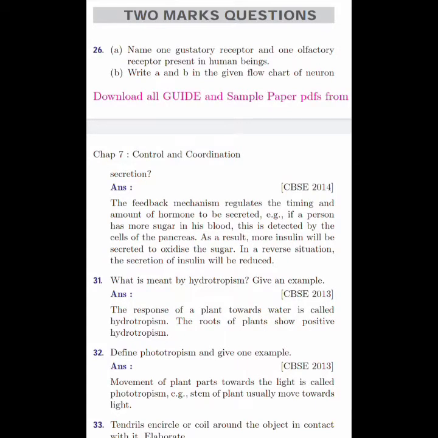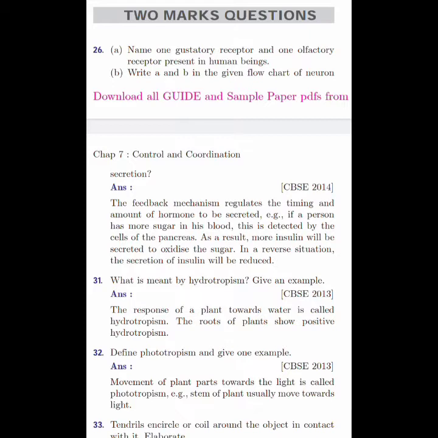Next, we shall look into 2 marks questions. So that is 26th question. Name one gustatory receptor and one olfactory receptor present in human beings. So this is one sub question. Write A and B in the given flow chart of neuron. So this is the next sub question. The scheme of valuation will be each question carries 1 mark. So there you get 2 marks.